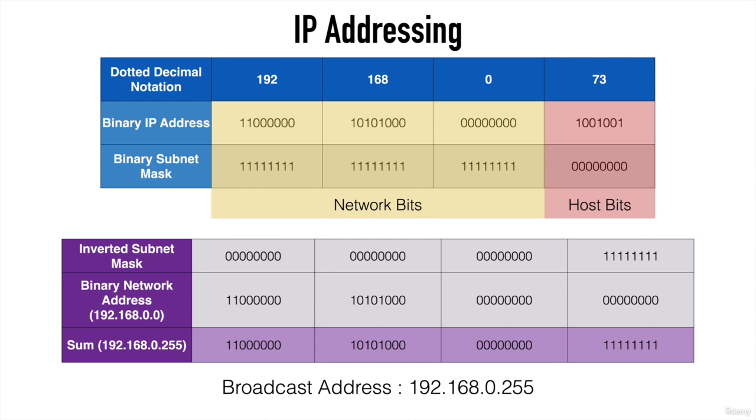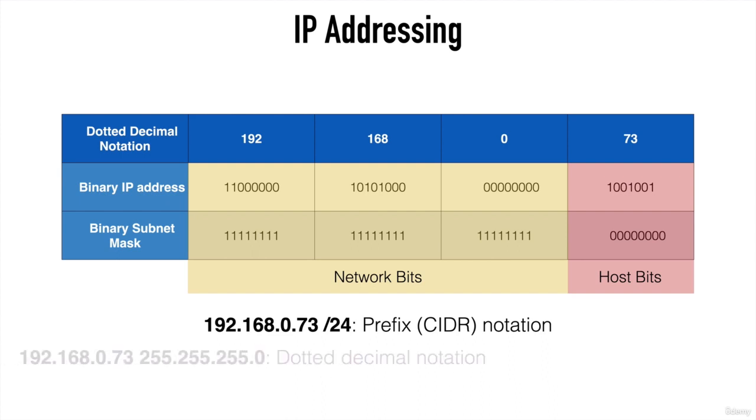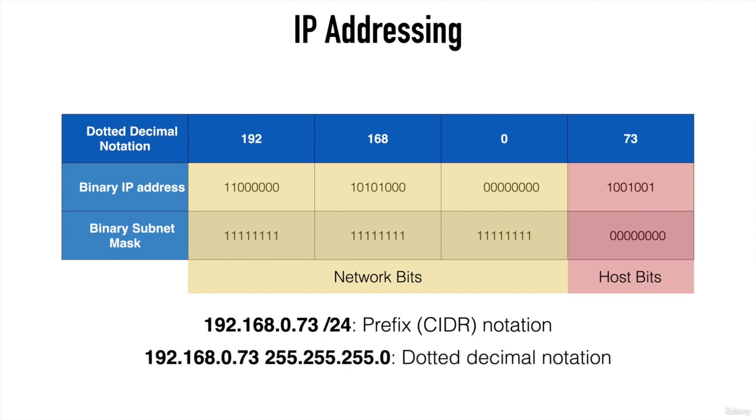When we see IP addressing written out, we can see that in a couple of different formats. We might see that in what's called CIDR notation or prefix notation, where we write our IP address followed by a slash and then the number of binary ones in the subnet mask. In our case, we already said that we have 24 binary ones in our subnet mask, so we could write the IP address of this Kali Linux machine as 192.168.0.73/24. Or we could, of course, write out the full subnet mask in dotted decimal notation as well, as we see here.